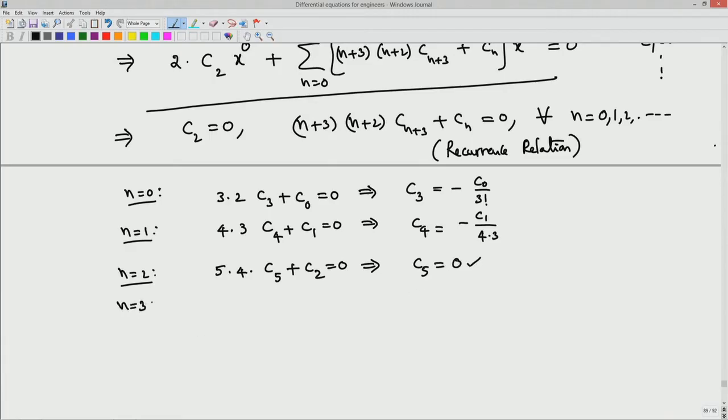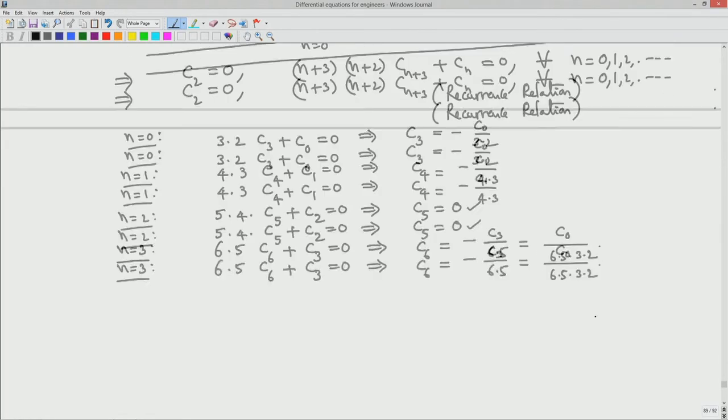n equal to 3, you get 6 5 c 6 plus c 3 equal to 0. So, that will give me c 6 as minus c 3 by 6 5. So, you write 3 2 only, no factorials. So, this is minus minus plus, going to be c 0 divided by, because I know what my c 3 is now. c 3 is 6 5 3 2, with minus 1 square. Okay. So, it is plus basically, minus minus plus and so on.